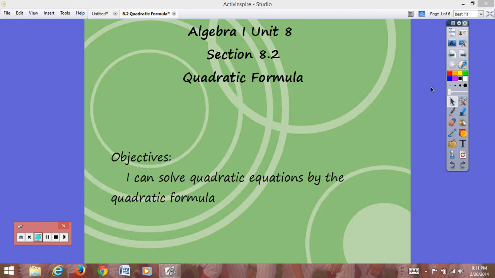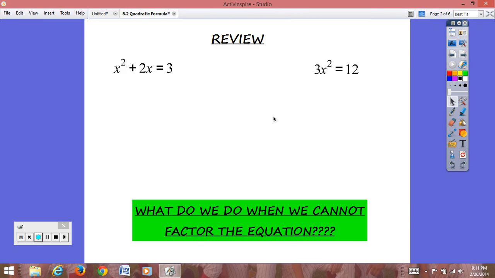So the topic of today's video is the quadratic formula. Our objective is I can solve quadratic equations by using the quadratic formula. So, quick review.